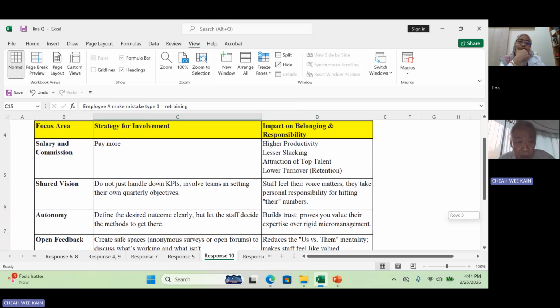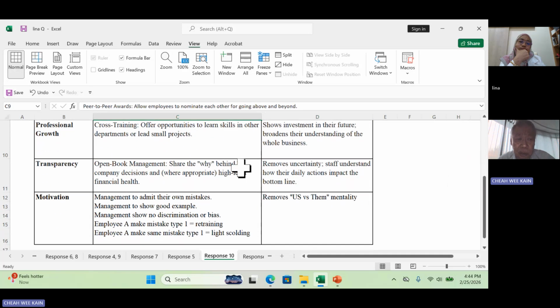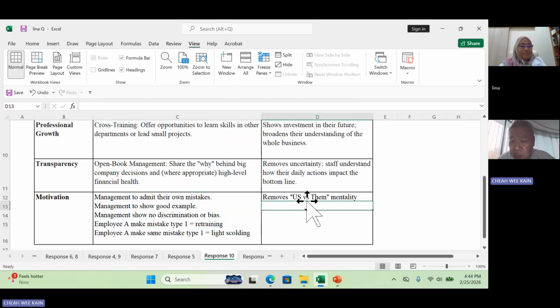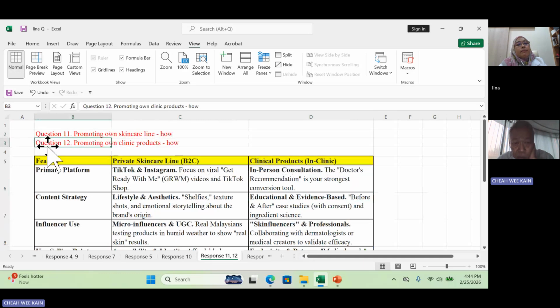You understand? First, salary. If you can motivate them, the shared vision, the autonomy, the open feedback, the recognition, all this will come very easily for them. Professional growth, transparency. That's what I mean. Remove us and them. Try to reduce it. So far, can you understand? Very clear, sir.